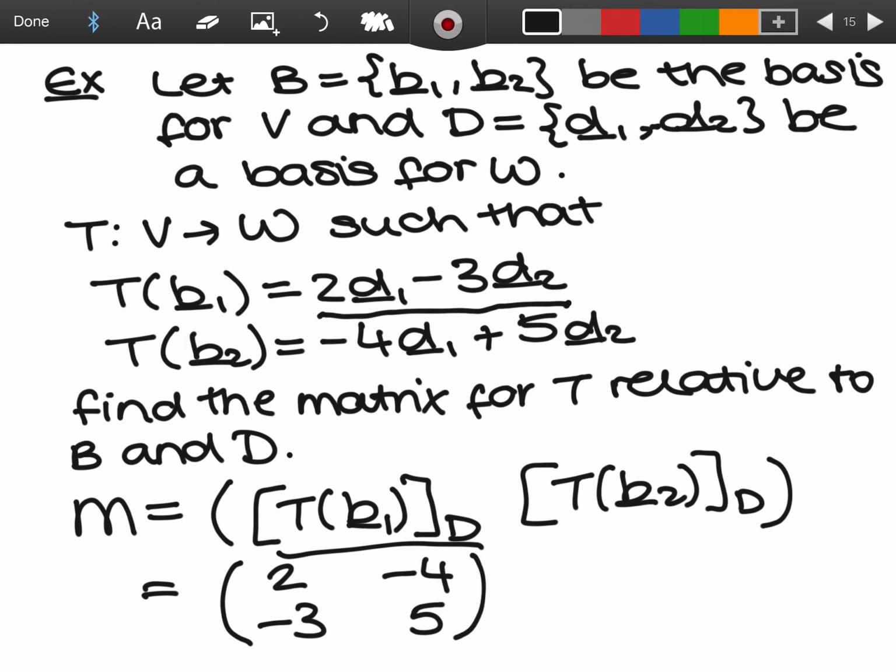So they are my D coordinate vectors for the images of both B1 and B2, okay? The D coordinates of the image of B1 were 2, negative 3, as we knew that it was 2D1 minus 3D2. And the D coordinates of the image of B2, well, we knew that the image of B2 was negative 4D1 plus 5D2. So those coordinates were negative 4 and 5. Okay, so it's very similar to what we've done before with change of basis. It's just taking it a step further.